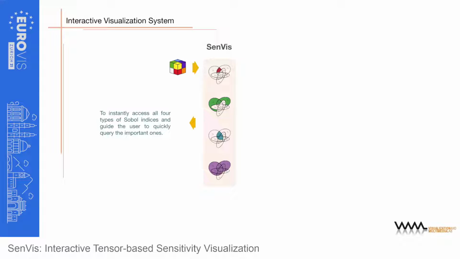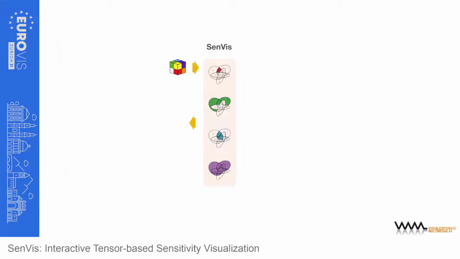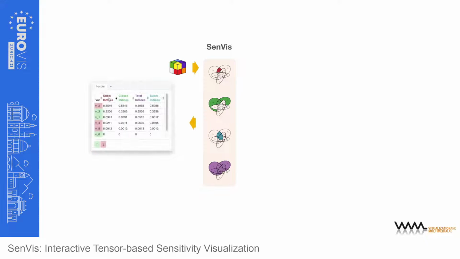First of all, a direct display of all the sensitivity indices values is a good guidance for further exploration. And this is achieved by the tabular view. 4 types of superindices are displayed in the sortable table, so the user can quickly find out the larger superindices, which in most cases correspond to the more influential variables. The table is organized based on the number of variables, so users can access higher order indices easily in an intuitive way.